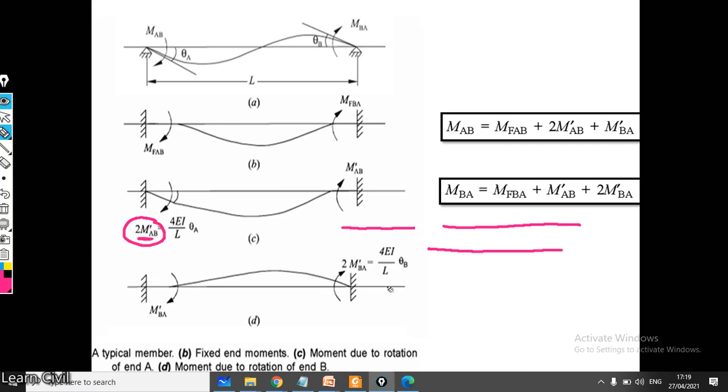Okay, at the same time, if we are considering the rotation or displacement at joint B, then this particular value will be the rotation contribution at near end. But for the calculation of bending moment BA, the rotation contribution at far end will be m dash AB, the rotation contribution due to rotation at far end. Okay, like this we will be calculating the rotation contribution.